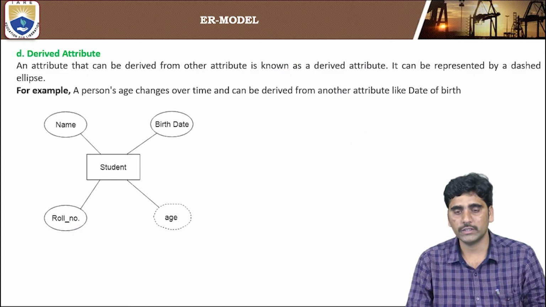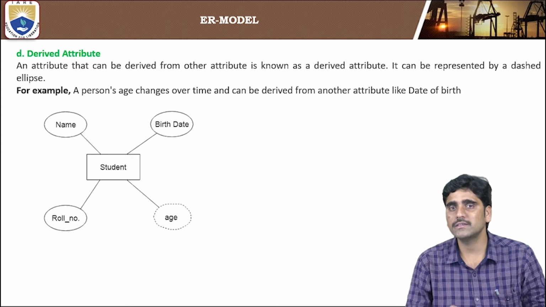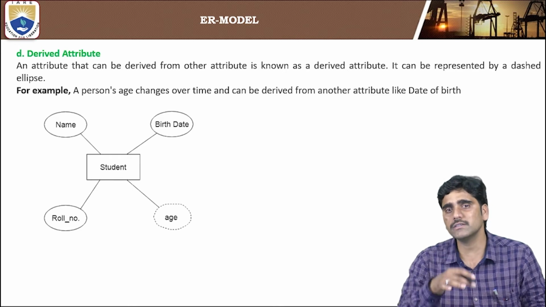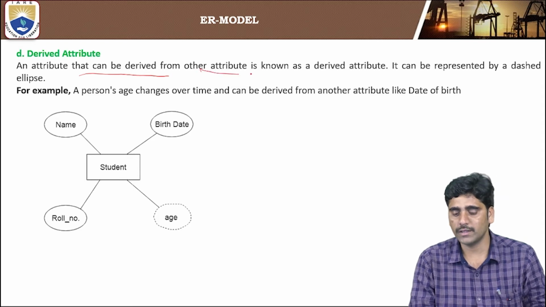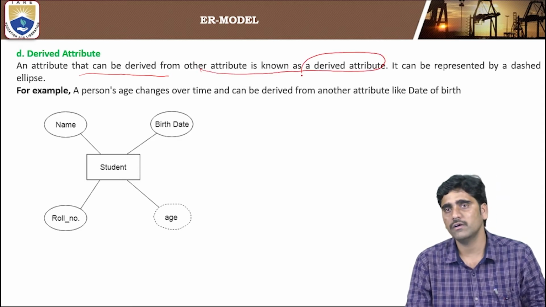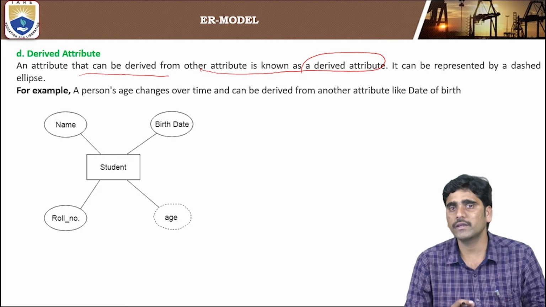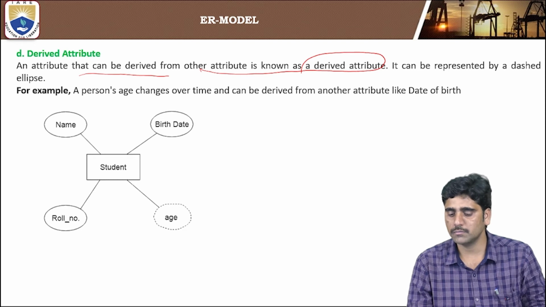Derived means an attribute can derive some properties from the previous attributes. An attribute that can be derived from another attribute is known as a derived attribute. So one attribute can derive some behavior or property from another attribute. It can be represented by a dashed ellipse.